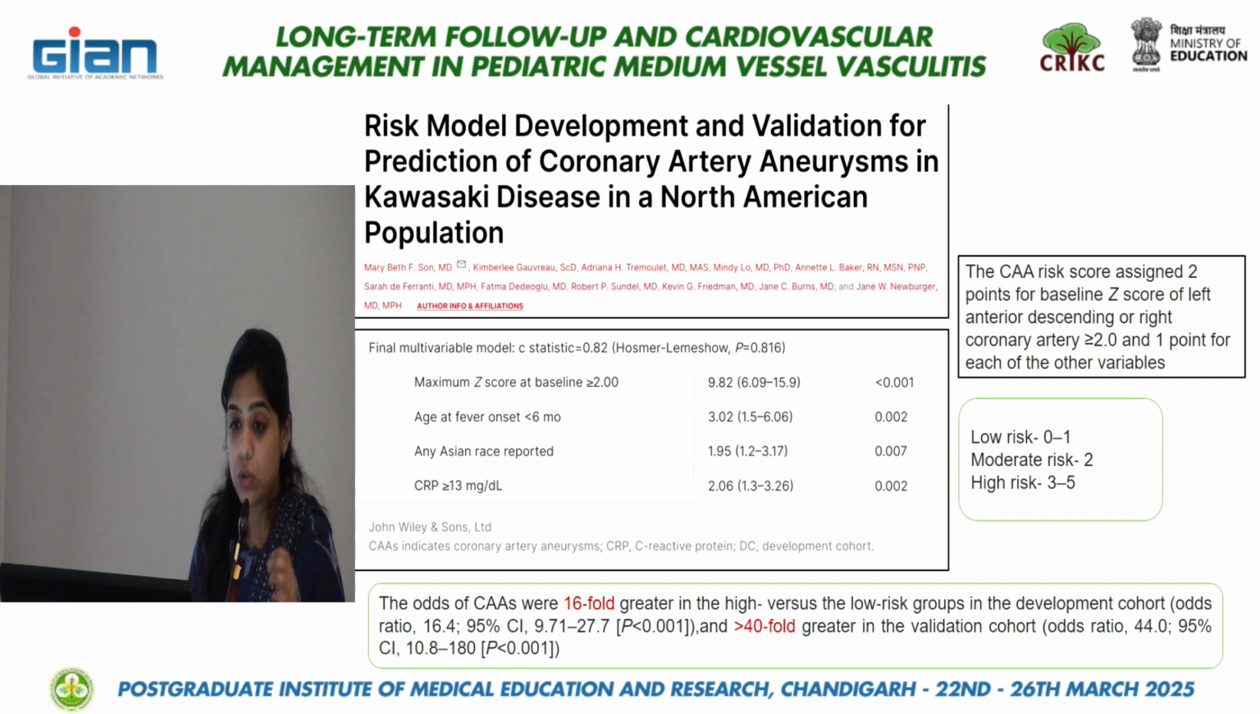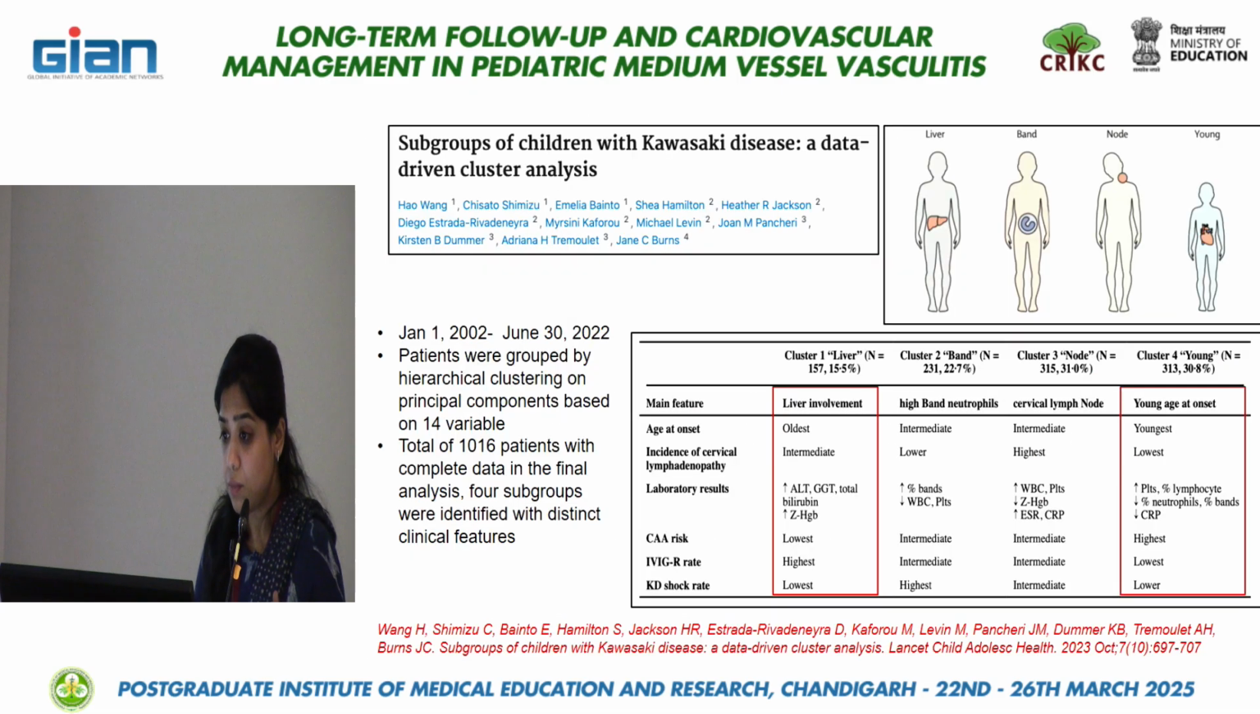This scoring system they developed using a development data set, and then they validated it. In the development data set, they found that the odds ratio of CAA is 16-fold higher if they have high risk, that is, when the score is 3 to 5. But in the validation cohort, in the high risk score group, there was a more than 40-fold increased risk of CAA.